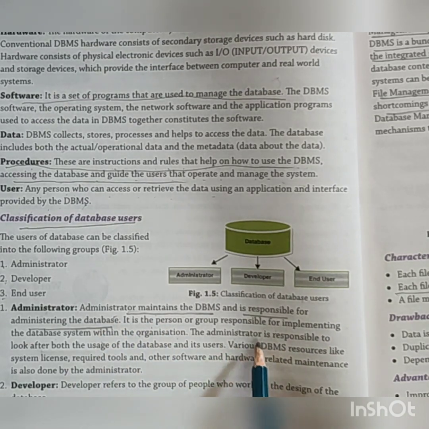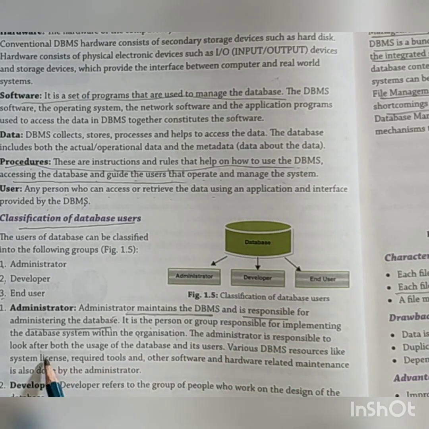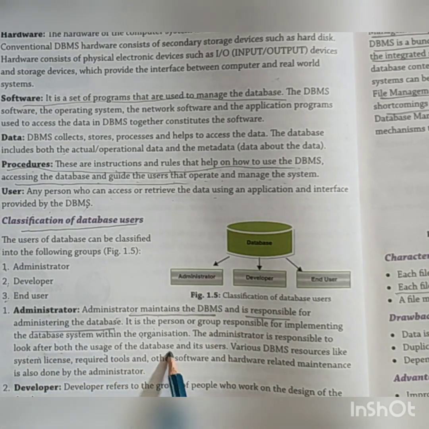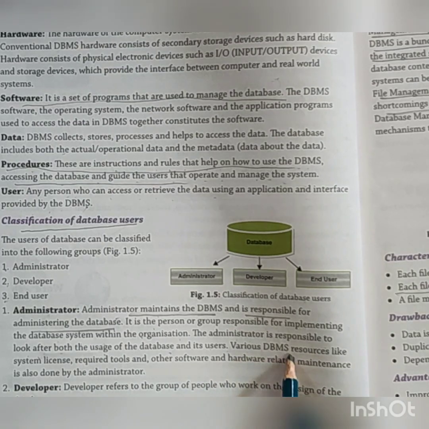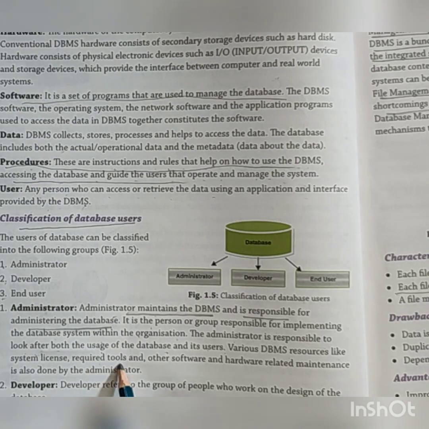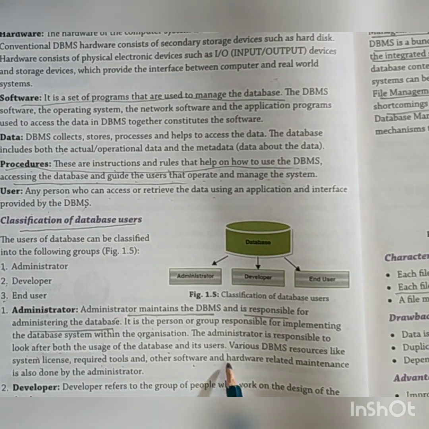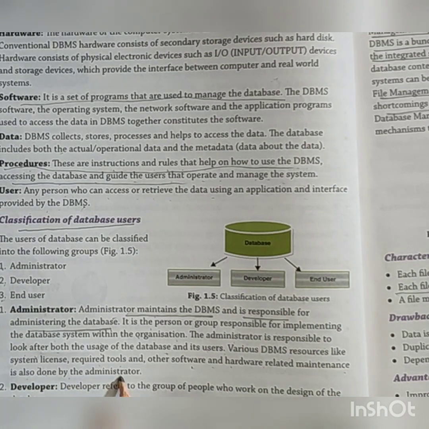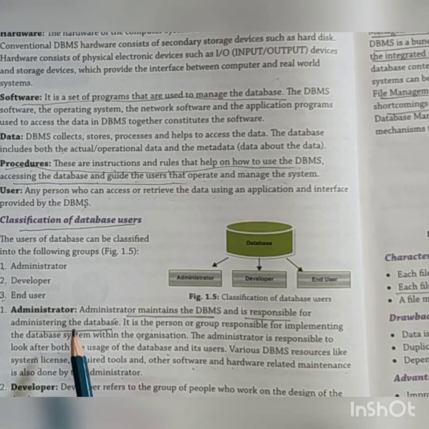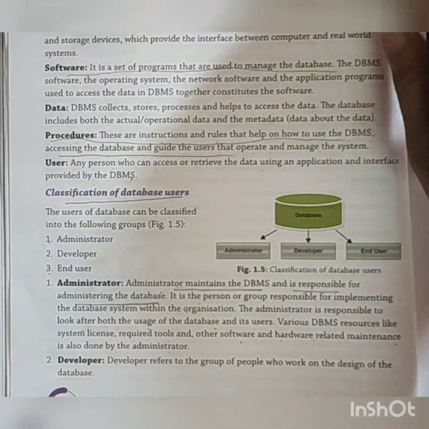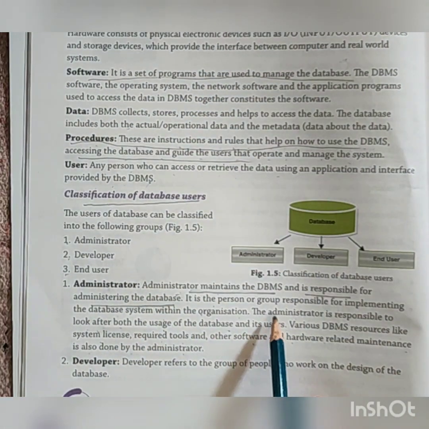The administrator is responsible to look after both the usage of the database and its users. Various DBMS resources like system license, required tools and other software and hardware related maintenance is also done by the administrator. So the administrator has the main part in maintaining the database.